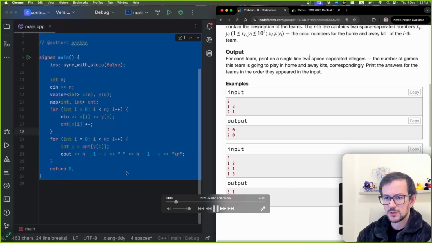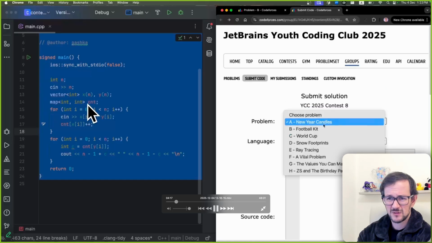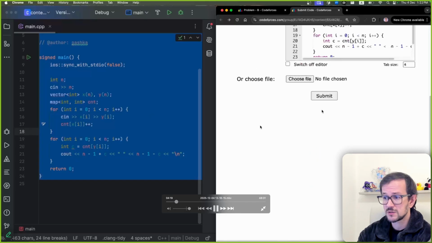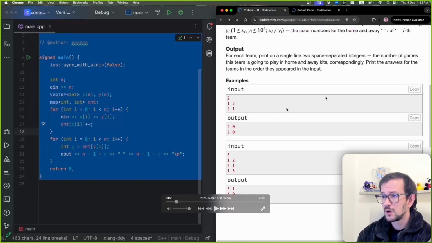I use maps for simplicity. You can actually use arrays if you don't like maps. In other problems, it may make the solution a little bit faster. Here it just doesn't matter because all constraints are small enough, like 10 to the power 5. So we can use maps. If we make a linear number of requests to the map, it will still fit into the time limit. So I just use a map to make the code simple.